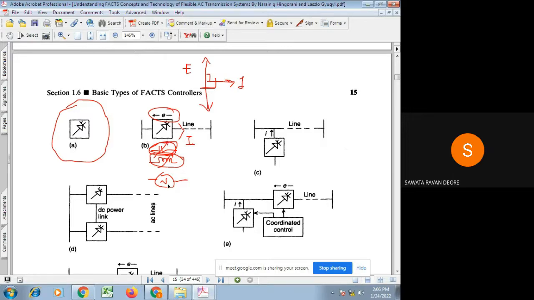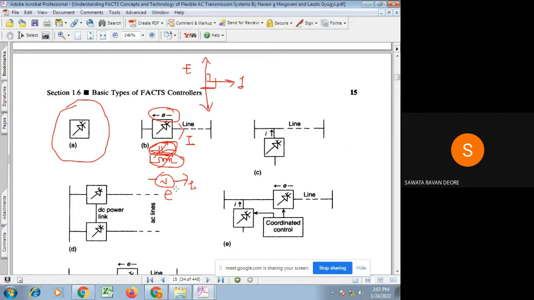So if we use a voltage source as a compensator and by means of that we inject this voltage E with the line current I such that it is in quadrature with this I, it exchanges only reactive power. Now, whether it is absorbing or generating is decided by how this E phasor is made with the I.